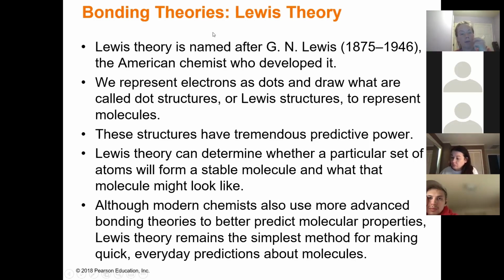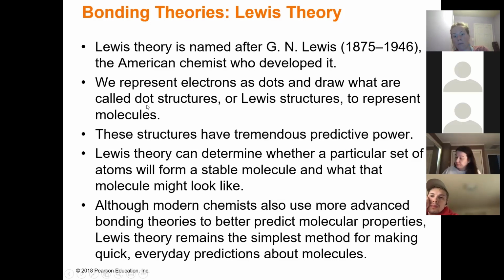The first theory we're going to start with is the Lewis theory, or the Lewis dot theory. This was invented by a guy named Lewis, and he represented electrons as dots that were drawn around a symbol. So we would write the symbol, let's say for phosphorus, and we would put dots around it to represent how many electrons were available to bond.